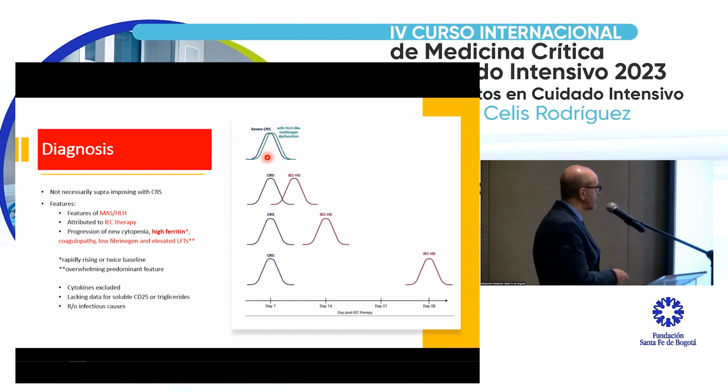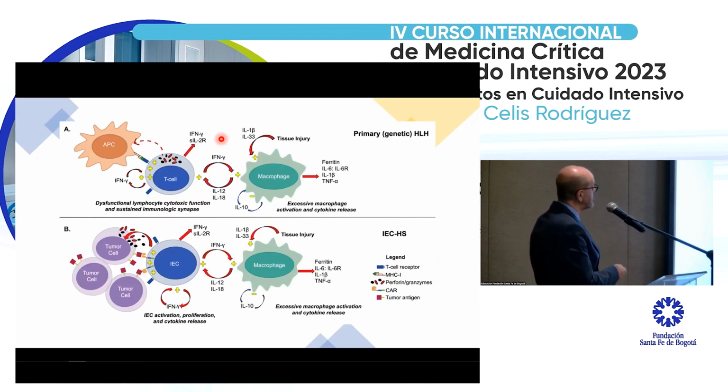So you have here the two basic forms of HLH, the primary and the secondary. In this particular case, I just put the example of the immunoeffector cells. So the primary, you have an abnormal T cell with a genetic abnormality that leads to a dysfunction of the lymphocyte that gets activated. Then releases interferon gamma, activate the macrophage. The macrophage releases all the cytokines that at the same time activates the T cells. And then you have a vicious cycle of inflammation that IL-10 is trying to control, but is insufficient to fight all these cytokines that are being released.